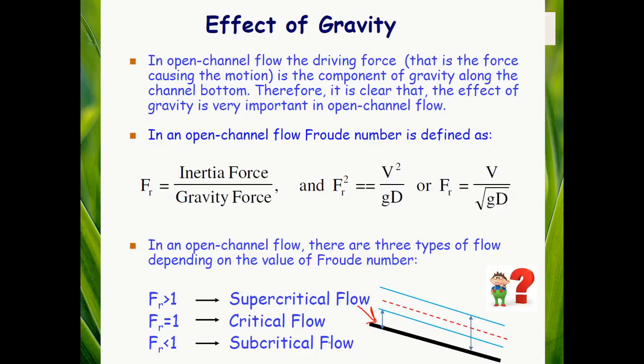For the case of the subcritical flow condition, you see this surface belongs to the subcritical flow condition. The normal depth, this is our normal depth, is greater than the critical depth. Therefore, the cross-sectional area is higher than the normal condition, and it creates less velocity. Therefore, we said that this is subcritical flow.